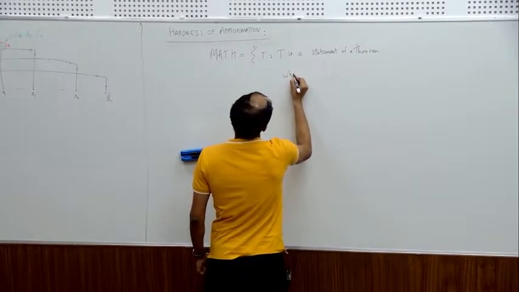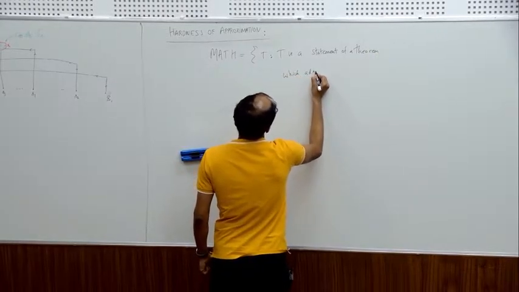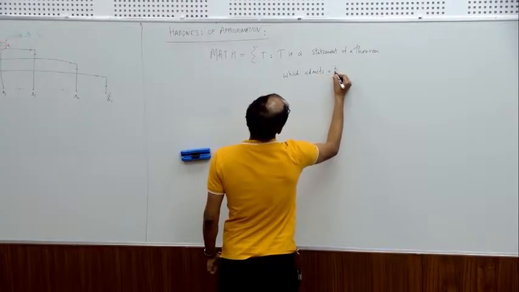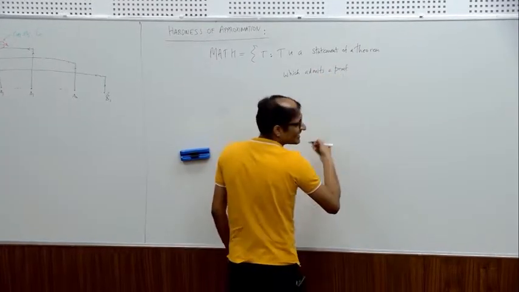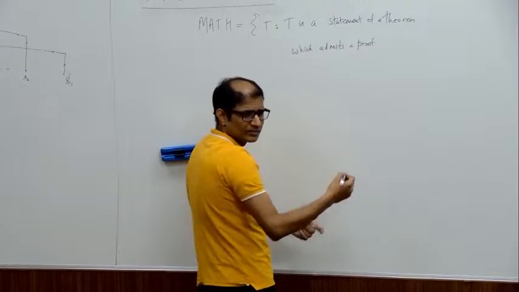which admits a proof which is, let's say, less than some n pages long. Think of n as being some generously large number.